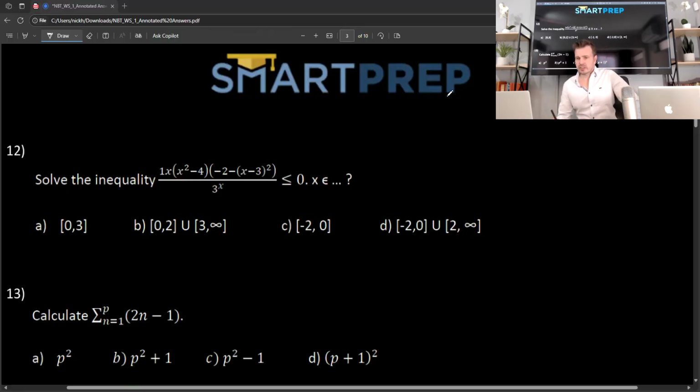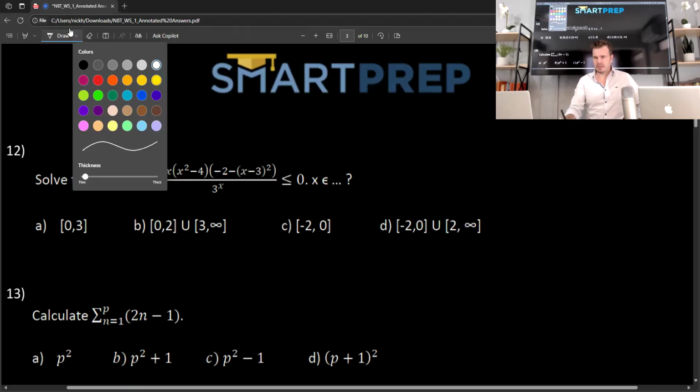So the first question says, solve the inequality x(x squared minus 4) times (negative 2 minus (x minus 3) squared), all over 3 to the x, and that is all less than 0. Okay, so let's have a look and see what we have here.